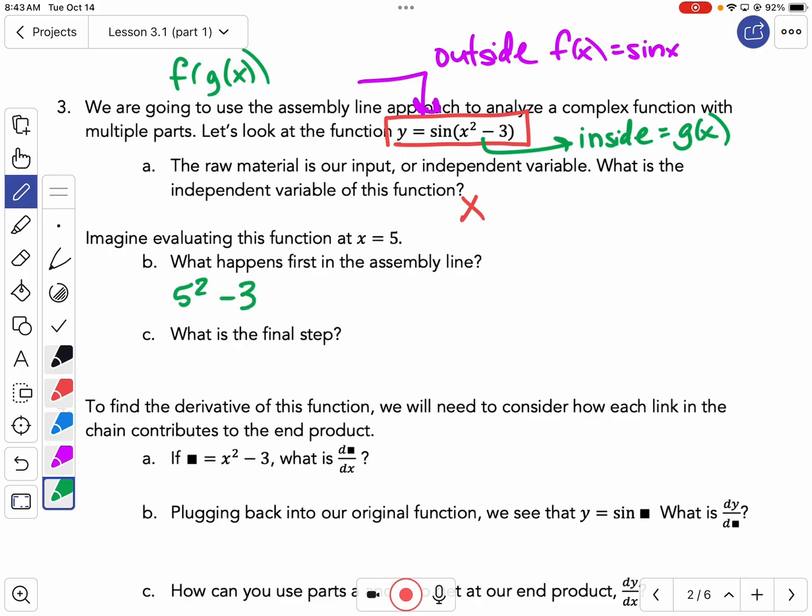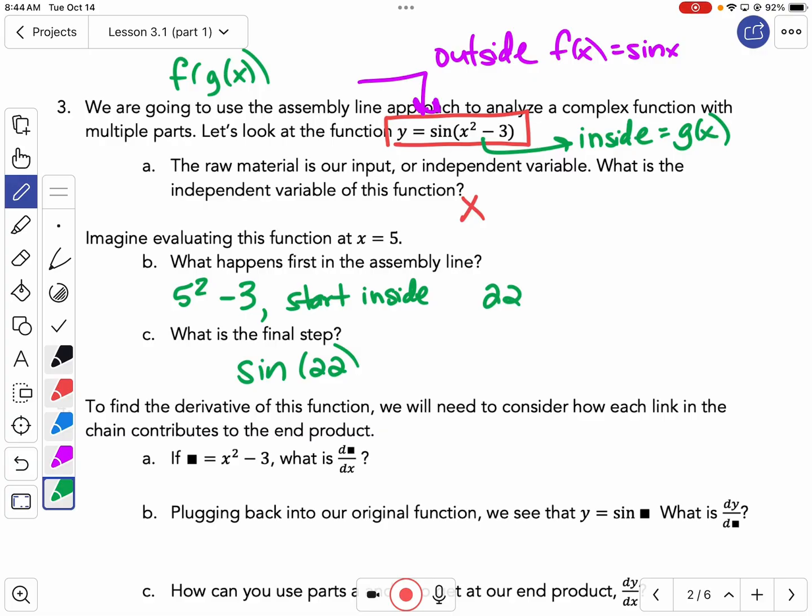We would subtract 3. So we would start on the inside, which would give me 25 minus 3, which is 22. And then the final step would be to take the sine of 22. And that's just basic composition. We've been doing that for a long time, okay? But now let's consider it in terms of derivatives.